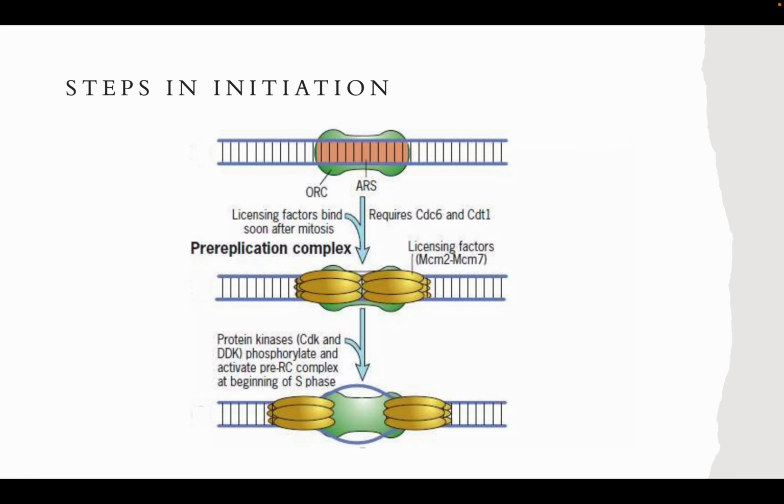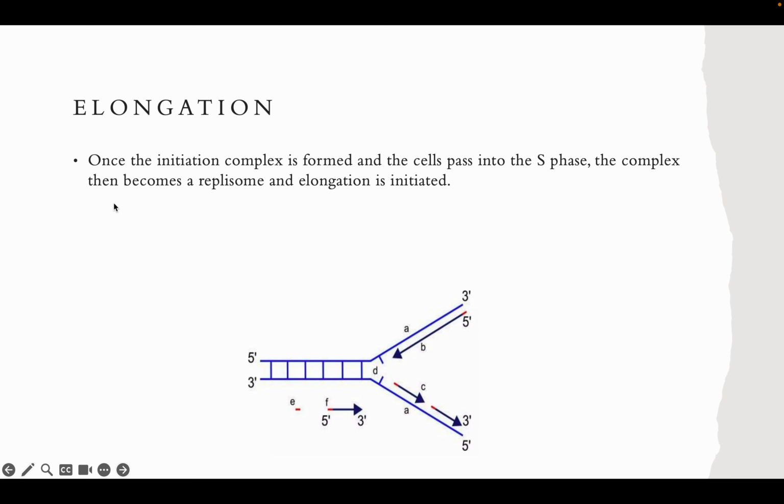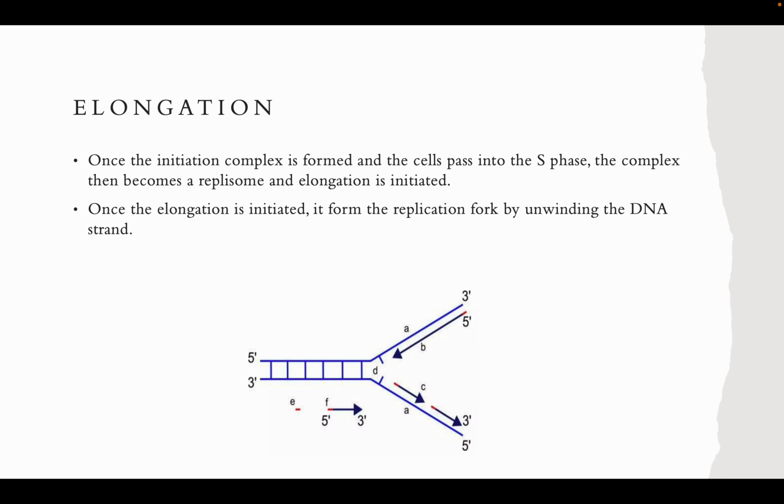So now that the initiation has started, we move to the process which is called elongation. Now that we have started the initiation, it started in the middle, so we want to continue in the right and in the left direction, which is done by elongation. Once the initiation complex is formed, we pass into the S phase, and the complex that becomes activated is called the replisome, and then elongation is initiated.